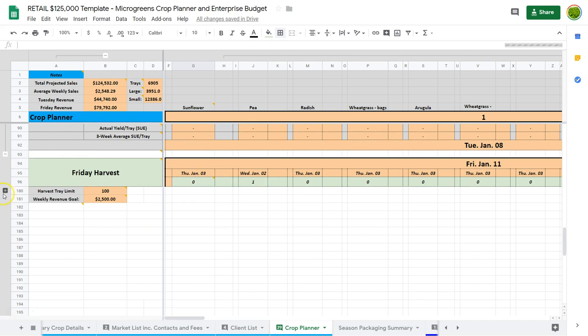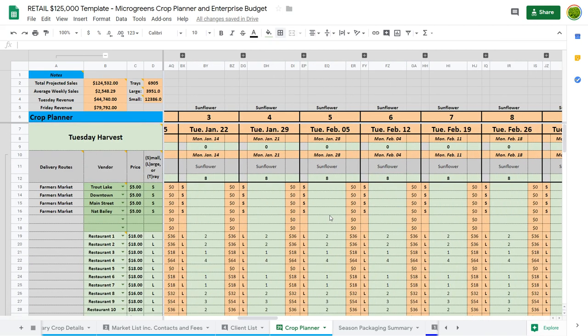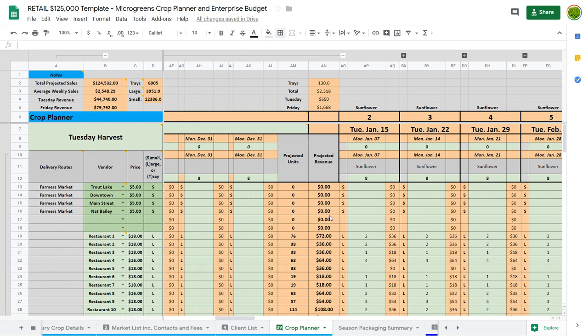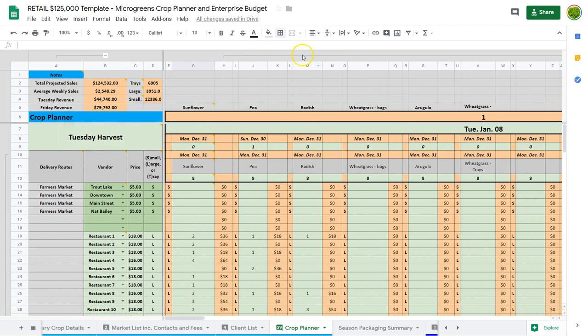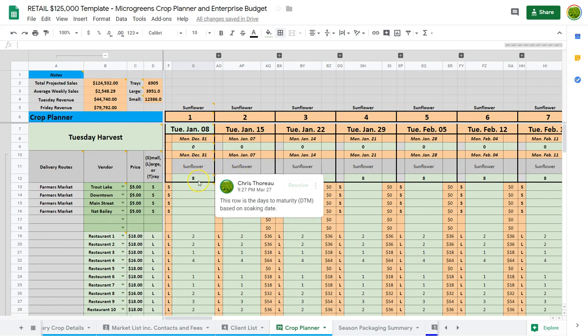So the same thing applies for Friday if you're doing two harvests a week. And this just repeats every week. And so these are all just collapsed. But yeah, this is a very, very big spreadsheet. It puts your sowing and your soaking dates in there, the length of each crop cycle, and all these cells here where you see little triangles in the corner. That just denotes that there are comments within those cells.